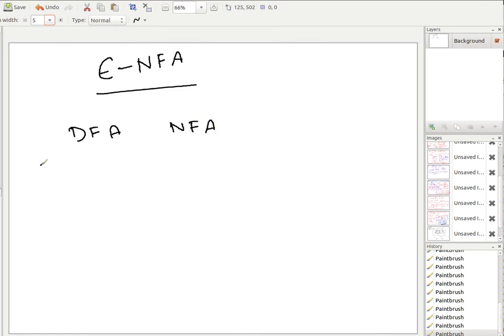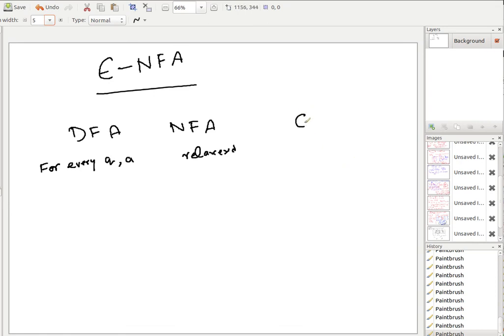So we had that for every state Q and alphabet A you had a transition. In the NFA you relaxed it: you don't need to have a transition for every Q and A, and for a given Q and A you can go to multiple states at once, right?